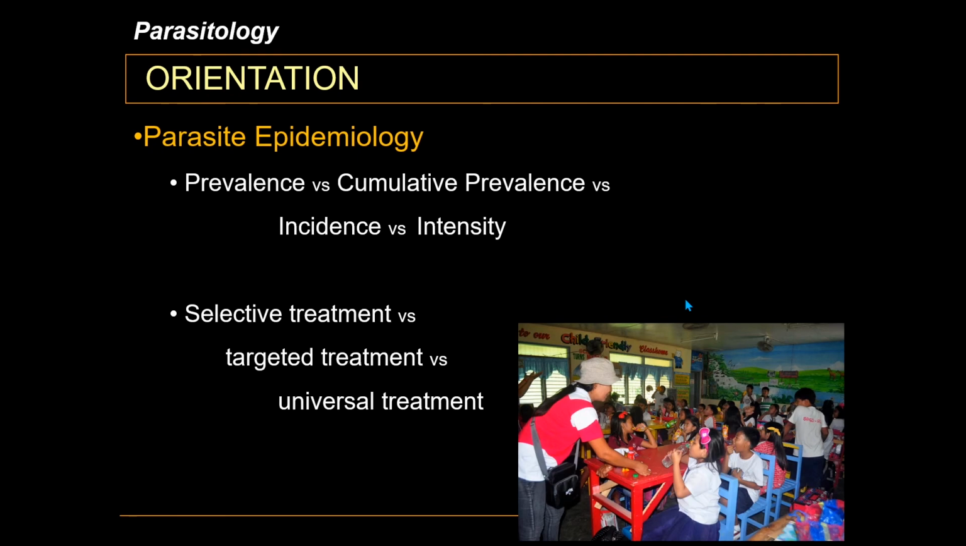The picture here is a picture in Sarangani, Malalag Central Elementary School, wherein the teachers are the ones giving the elementary school students deworming drugs. All students, regardless of their infection status, are given treatment in the universal treatment strategy. Now, some parasites are best treated using the selective treatment approach, some are best treated using the targeted treatment approach, while some are treated using the universal treatment approach. Please try to think about these treatment strategies when we discuss the specific parasites.